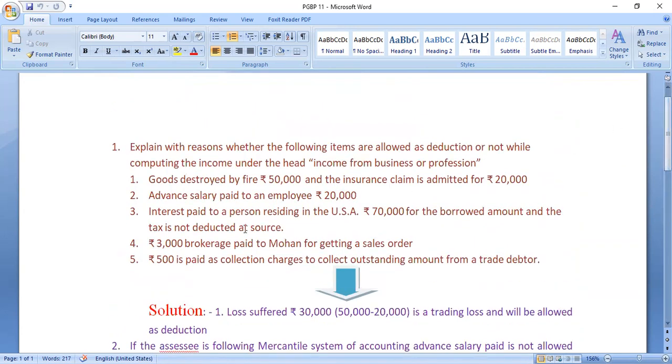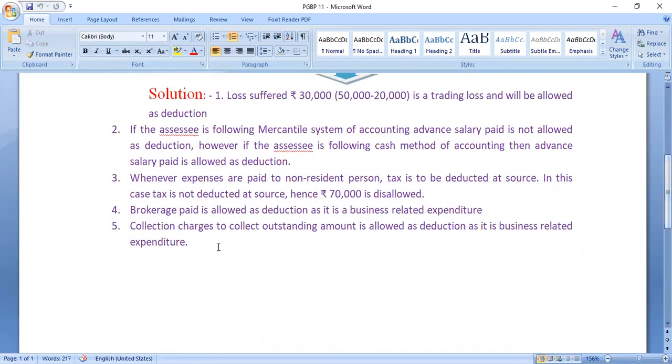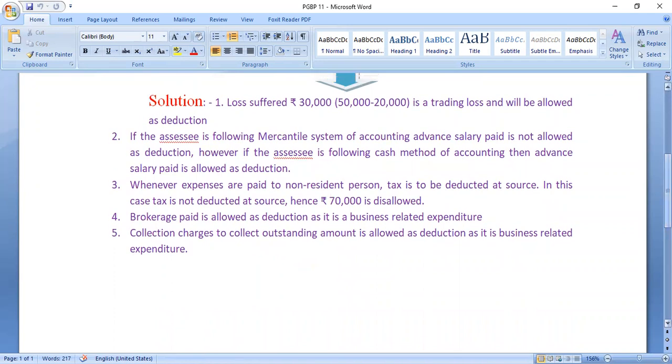Next is the last one. 500 is paid as collection charges to collect an outstanding amount from a trade debtor. Can you allow this? Yes. Why? Because it is a business related expenditure. What do you have to write? Collection charges, any extra charges to collect an outstanding amount, is considered as business expenditure, hence it is allowed as deduction. So these things you will get in the examination.